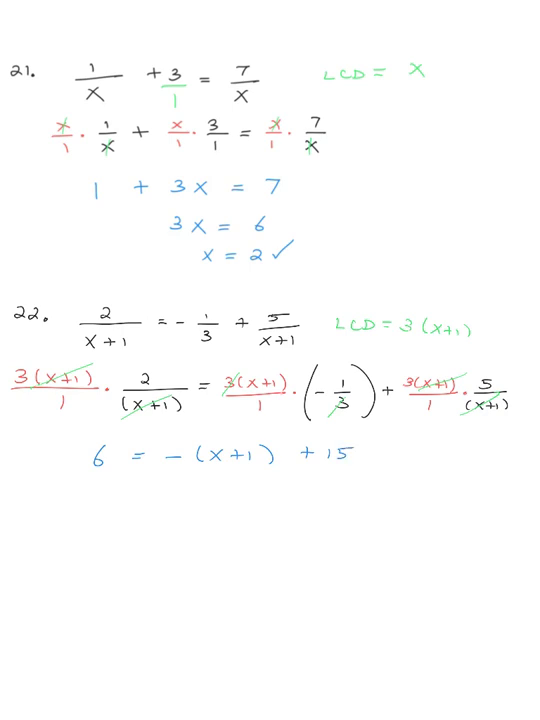My equation is now linear. I'll distribute the negative. I'll combine like terms. I'll subtract 14 from both sides. I'll divide both sides by negative 1. And I have my solution that x is equal to 8.